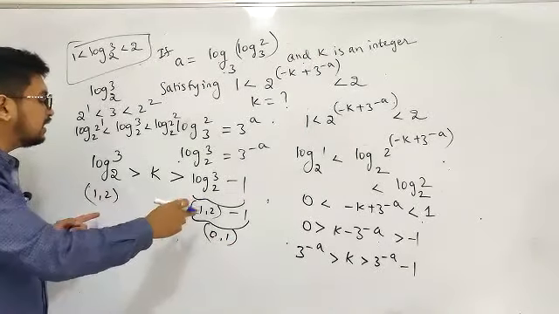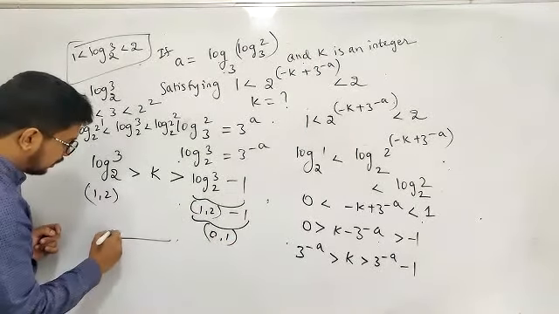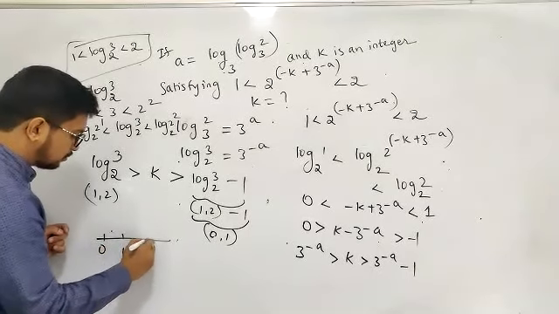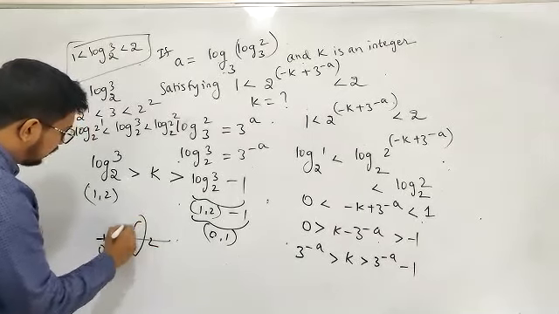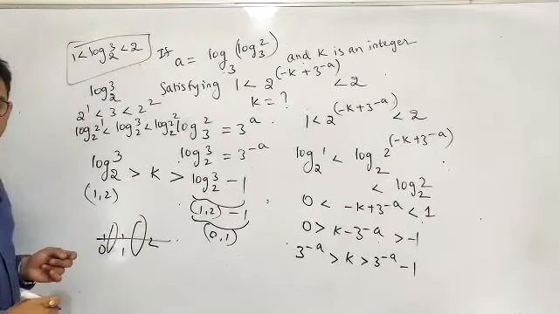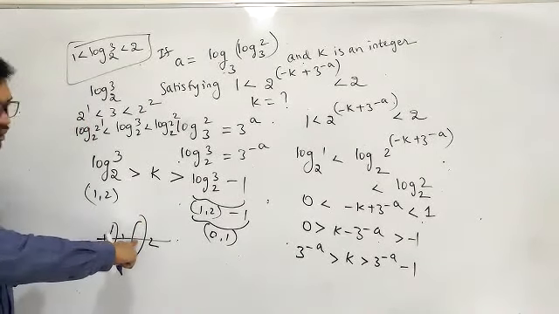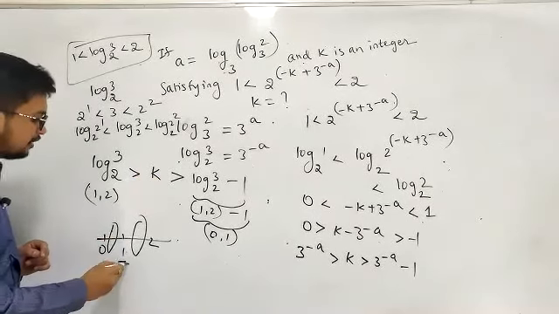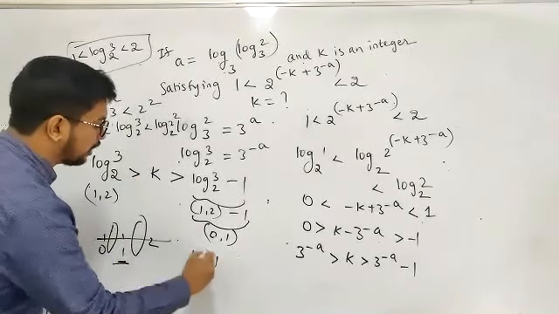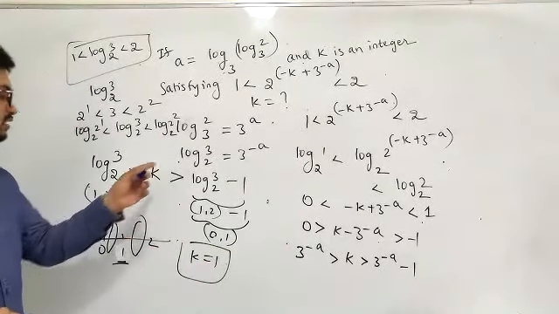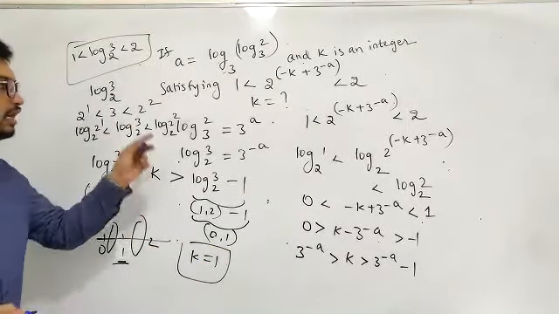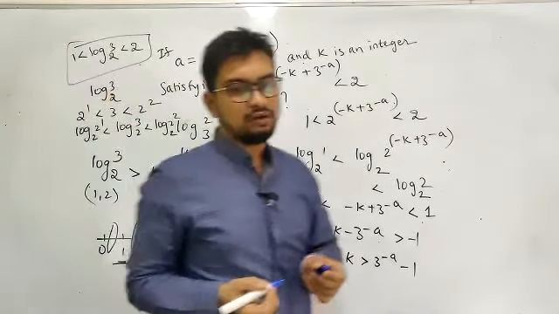So what is the integer present between that? It is 0, it is 1, and this is something like 2. One value is lying here, the other value is lying here. So what is the integer present between that? That k value absolutely has to be equal to 1. The integer value of k which is present in this interval is 1, so k value is 1.